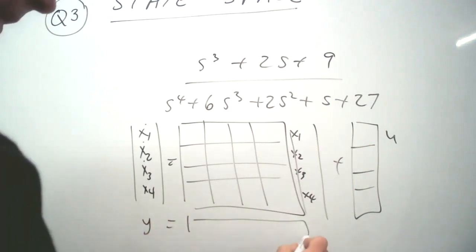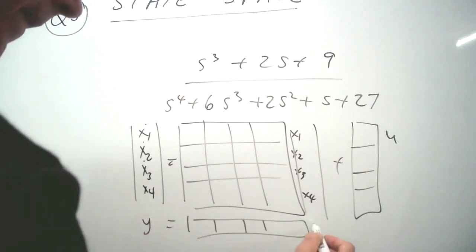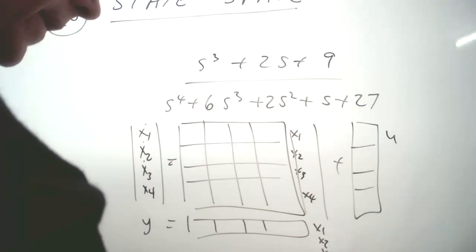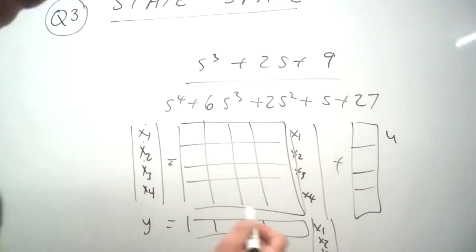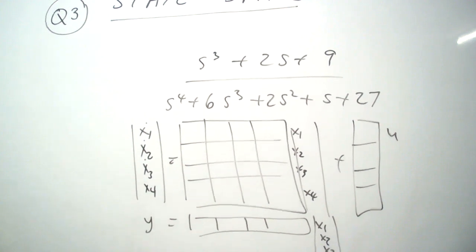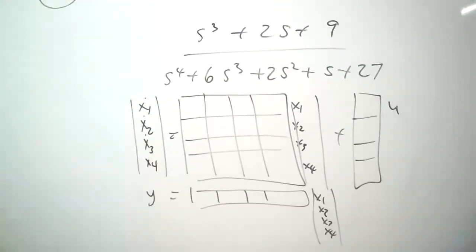y. That'll be x1, x2, x3, x4. So there we go. Can't quite see that bit down there, but it goes x1 to x4. Like that. So same sort of idea now.